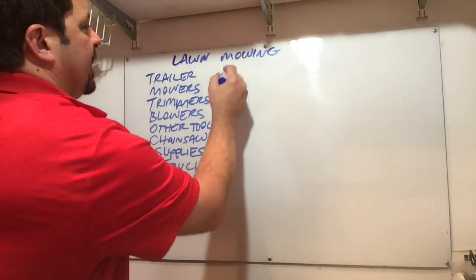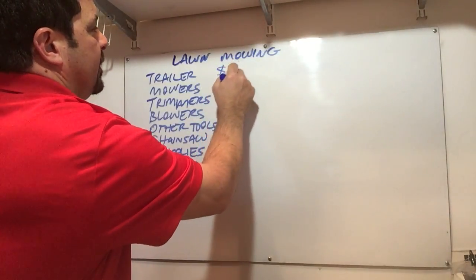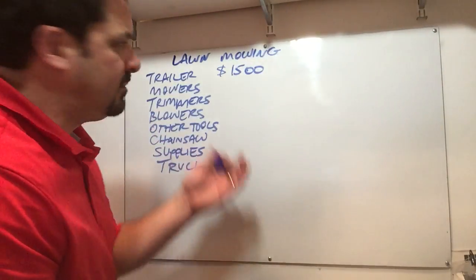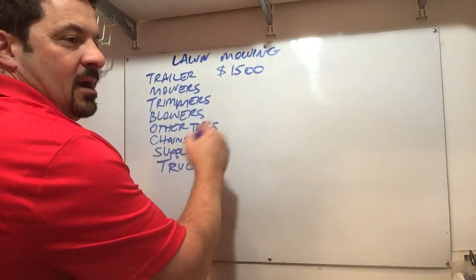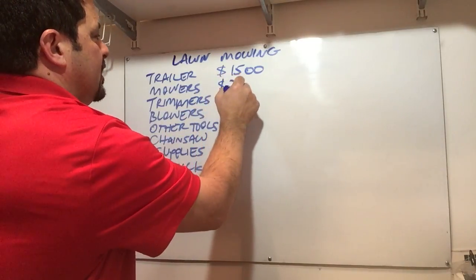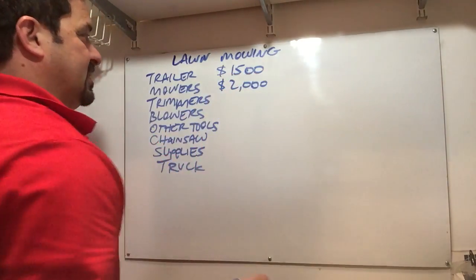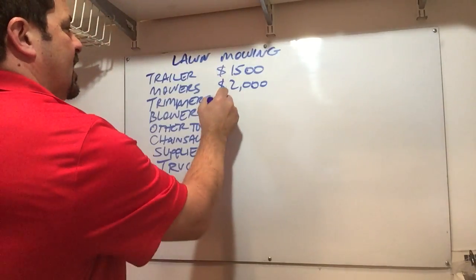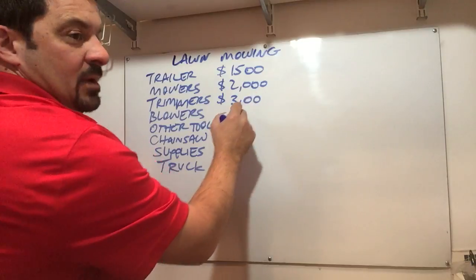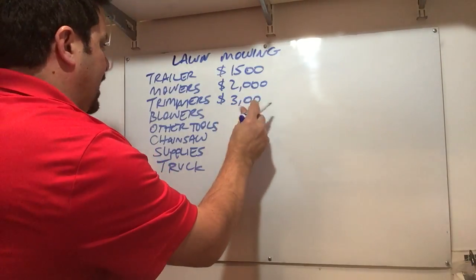So, we're just gonna pick. I've been playing with some numbers. I'm not saying these are totally accurate. You kind of get what you pay for. You got $1,500 for a trailer. We're gonna start out with maybe some used mowers. We need a couple. You got to have a backup. You got to have a large one. You got to have a small one. You never know if you're gonna be doing this work by yourself.